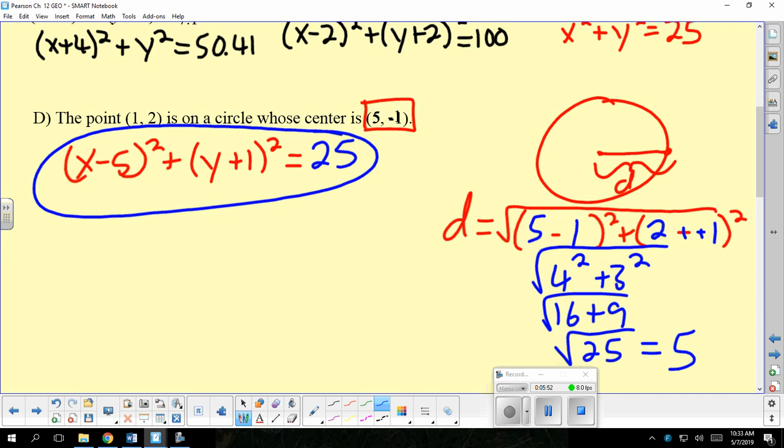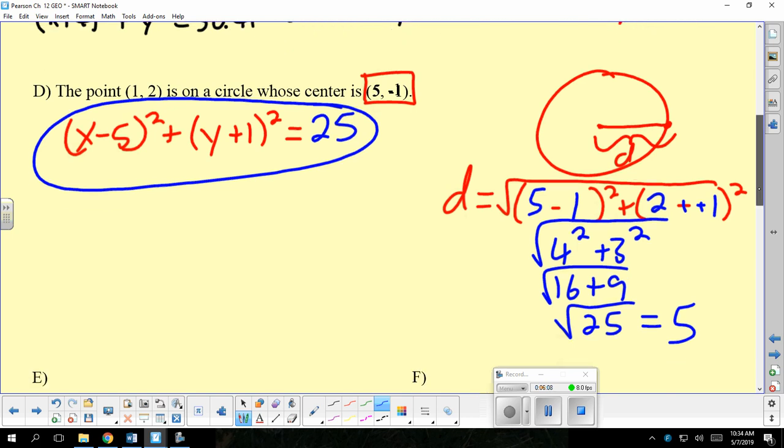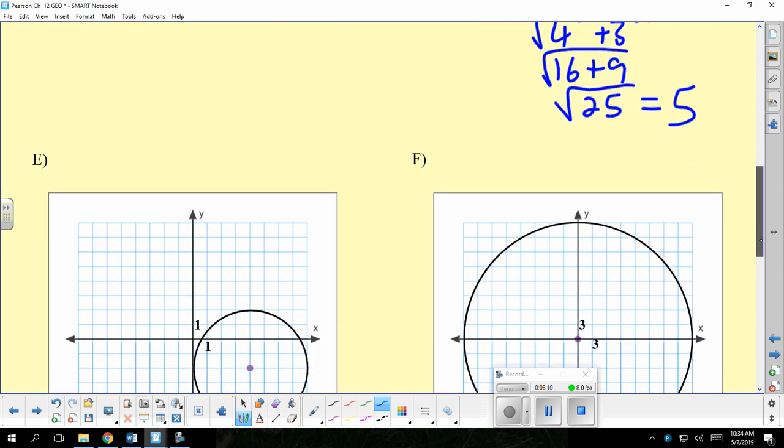And there's the equation of your circle. So now if I have 2 points on the circle, as long as they go through the center, I can figure out the radius. Now moving forward.